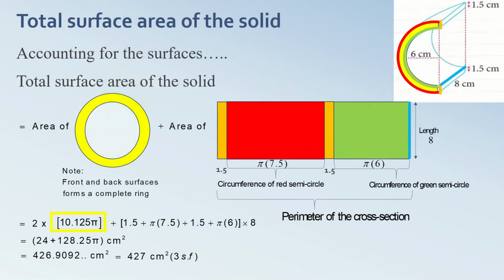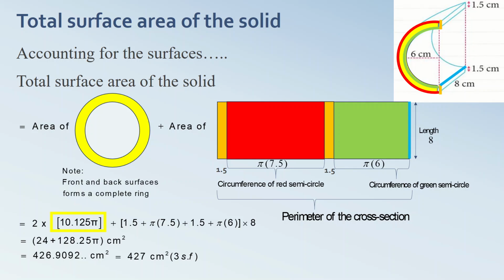Finally, we calculate the total surface area of the solid. Let us refer to the cross-section as the shape that looks like the letter C. From the diagrams, we can visualize the front and back surfaces of the solid as two C's coming together, combining to form one complete yellow ring. The area of the cross-section has been found earlier as 10.125 pi cm squared. Thus, the ring area is twice of 10.125 pi cm squared.